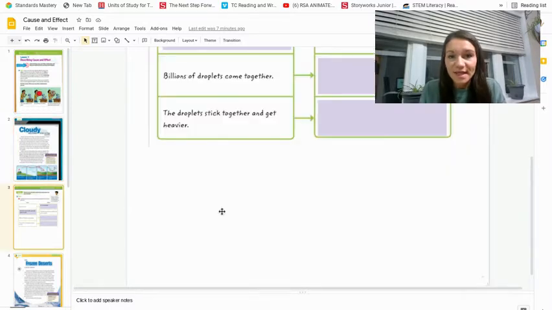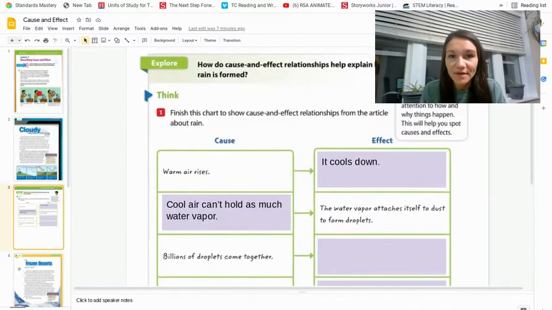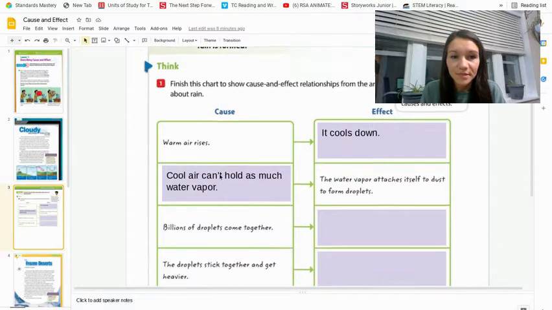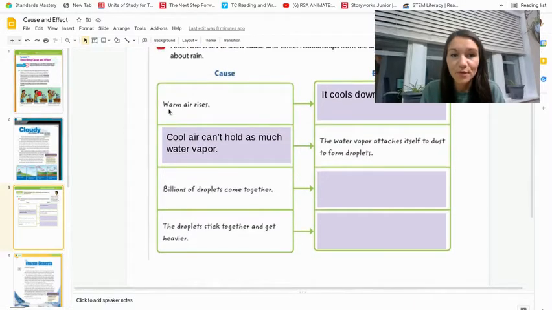All right, so our next slide is a chart here. And I've kind of helped you with the first couple of cause and effect relationships to look at how rain is formed. So, the first one was done for you. Warm air rises. That's the cause. This is why something happens. And what we're looking for is the effect. What happens as a result?